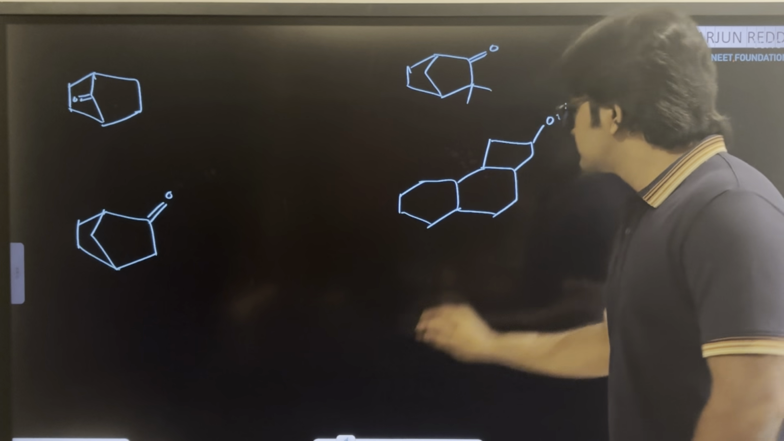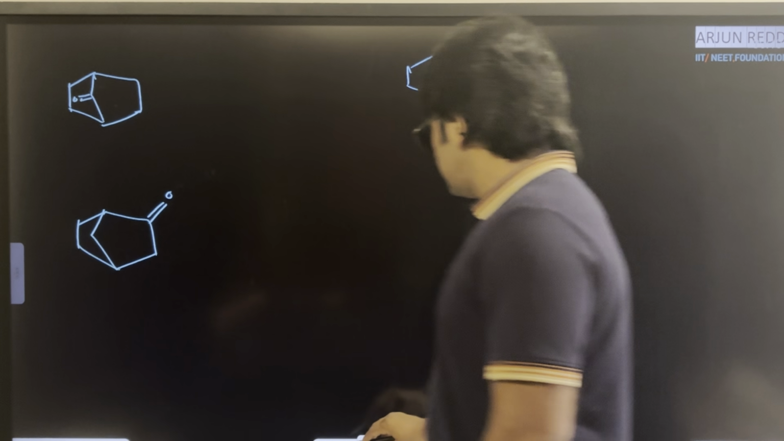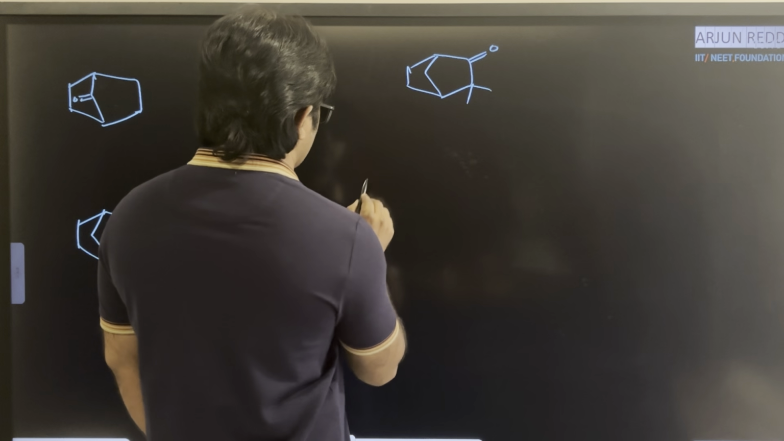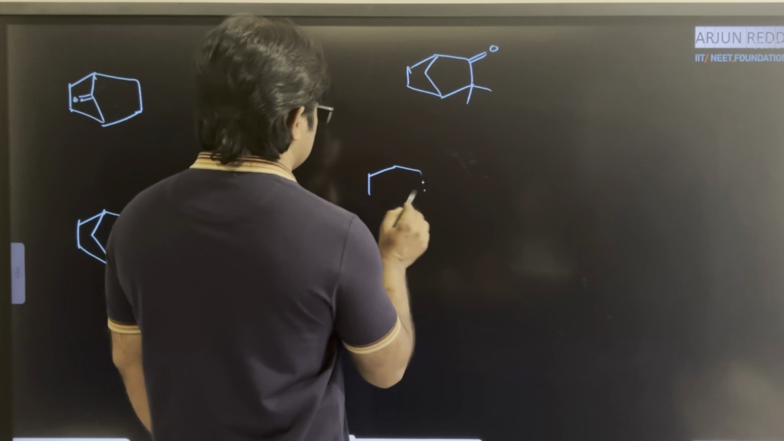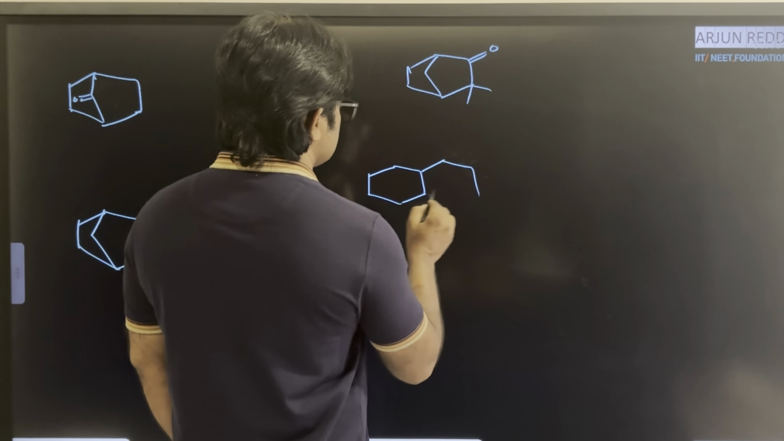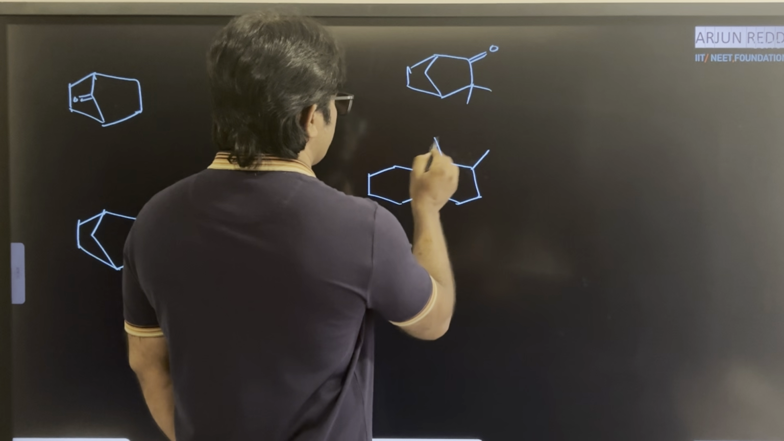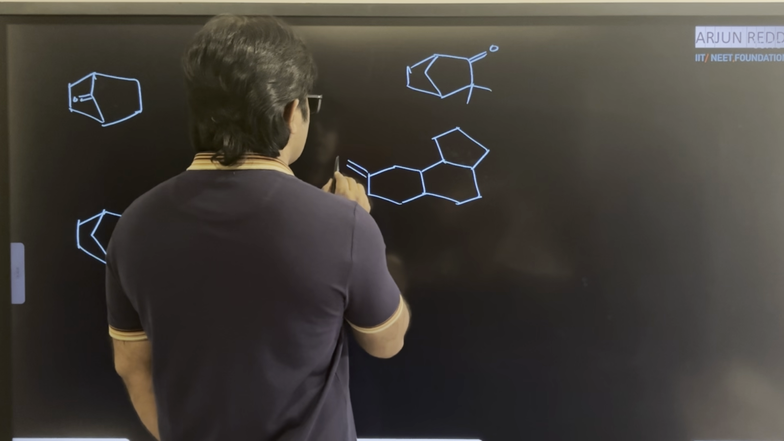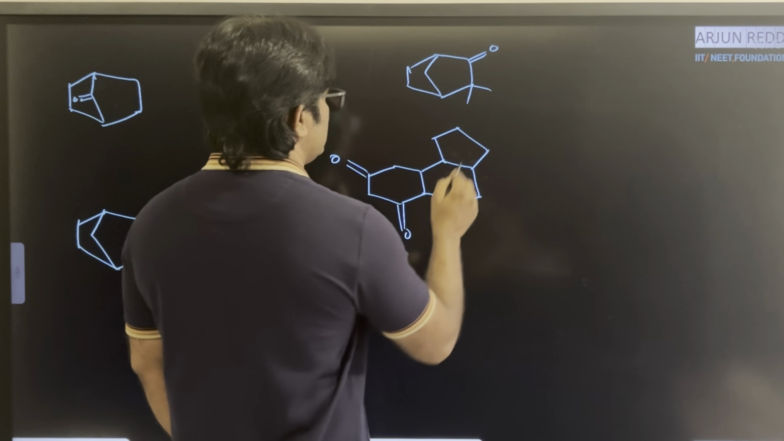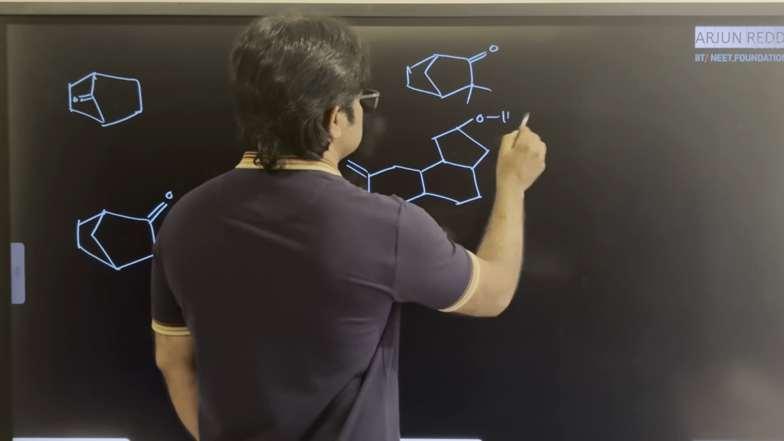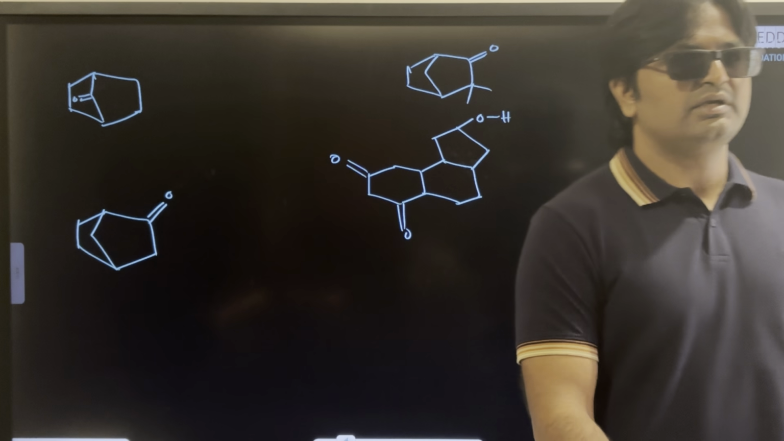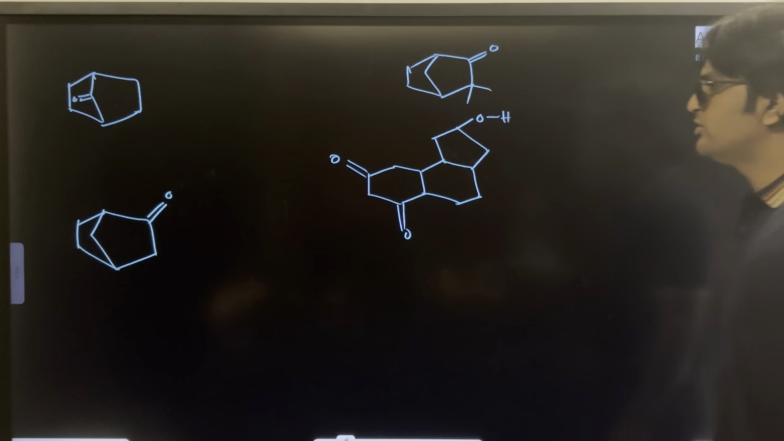OH, 5-member ring system. Let me write clearly. Molecule: 6-member ring, and this one 5-member ring system. Here carbonyl is given, here also carbonyl, and here OH is given. Just complete these 4 examples, then come to the first molecule.